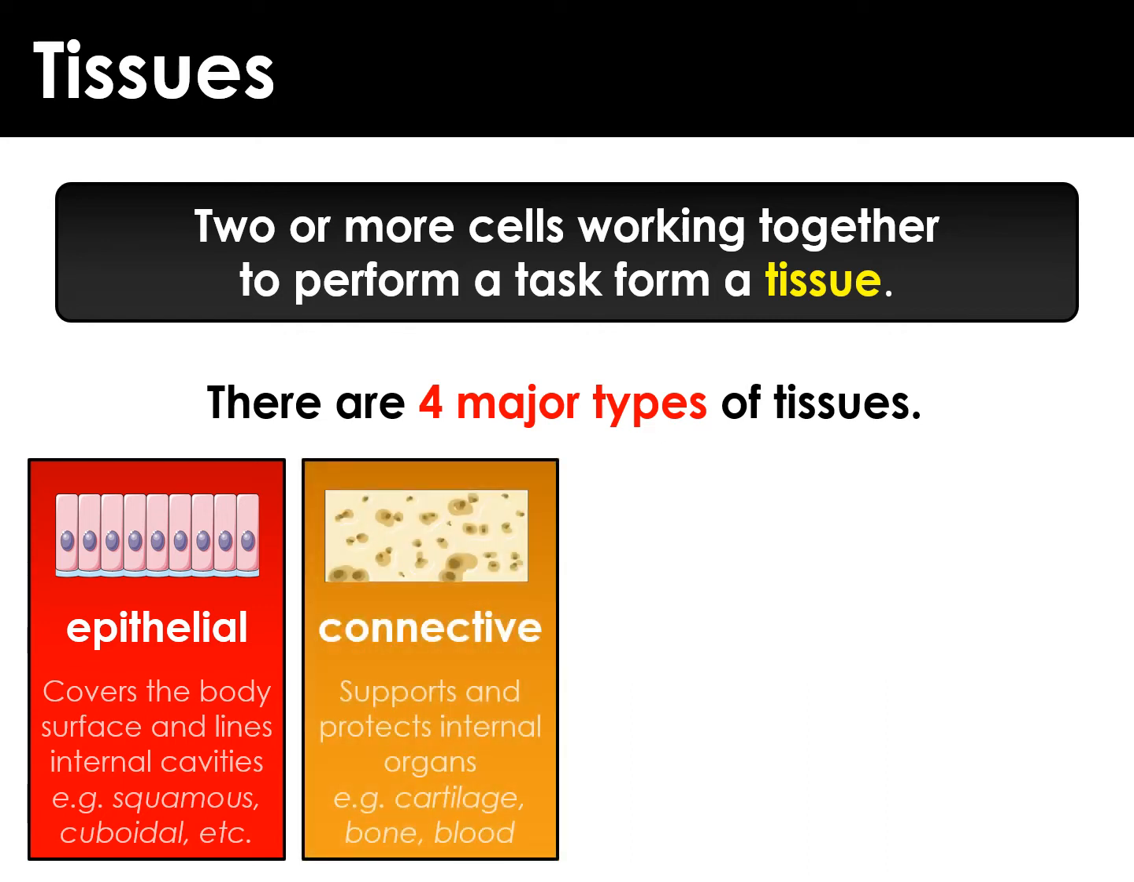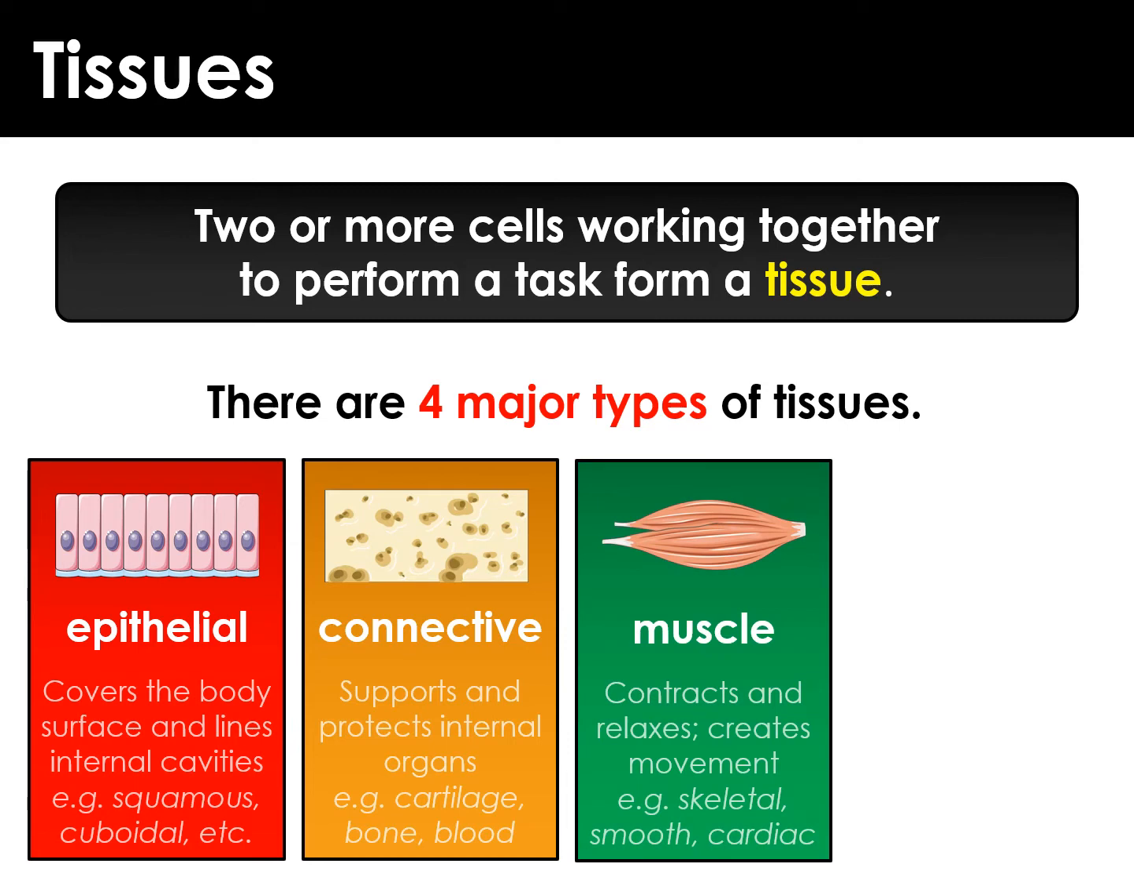The second major type of tissue is connective tissue. Connective tissue serves to support and protect our internal organs. Examples of connective tissue are cartilage, bone, blood, and reticular tissue.